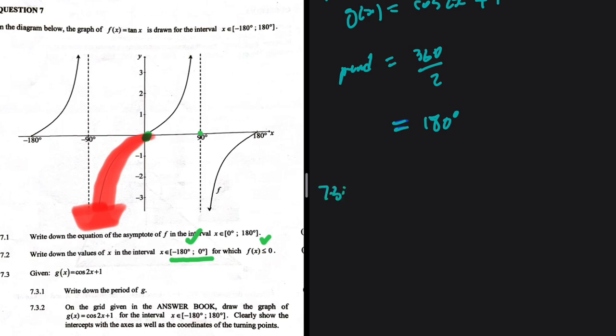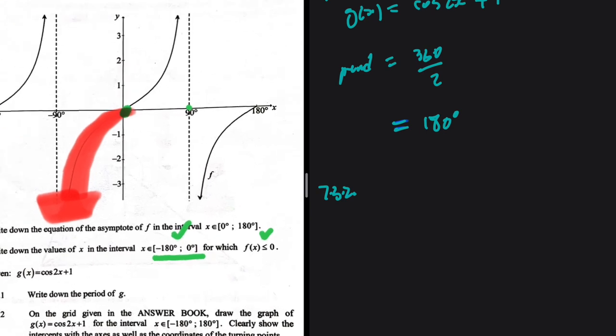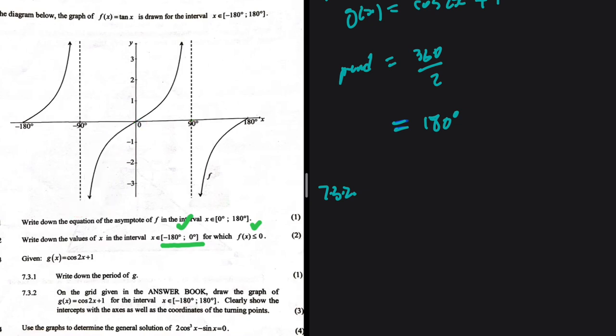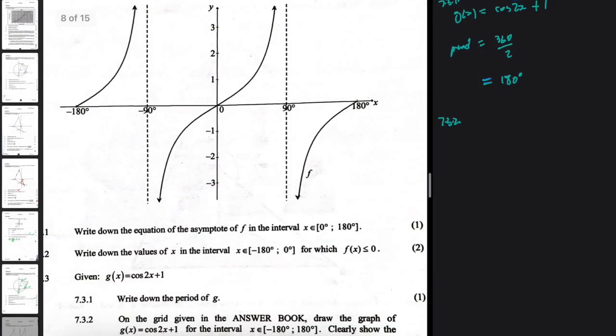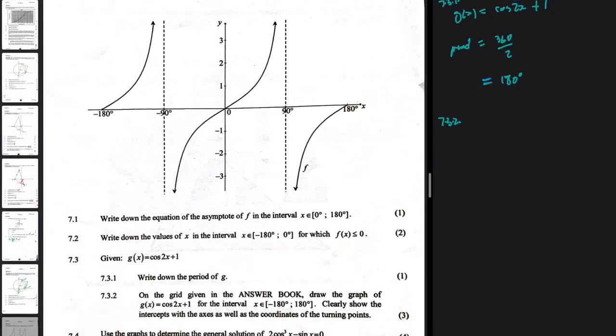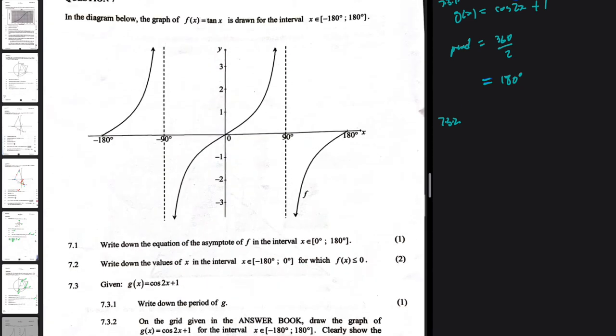And 7.3.2, on the grid given in the answer book, draw the graph of g of x equals cos of 2x plus 1 for the interval, and clearly show the intercepts with the axis as well as the coordinates of the turning points. Okay, so I don't have the grid obviously, so I'm just going to use this Cartesian plane that is already in front of us here. So let's see how we can use that in order to actually answer this question.